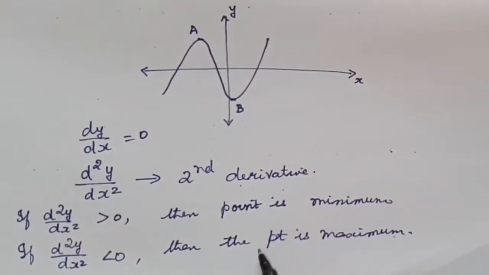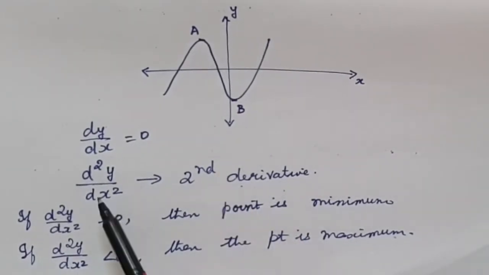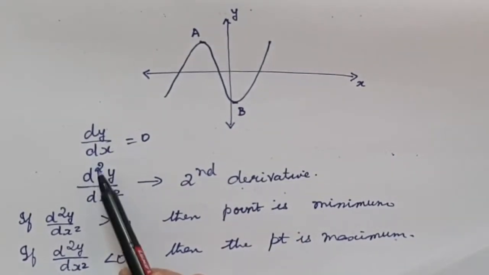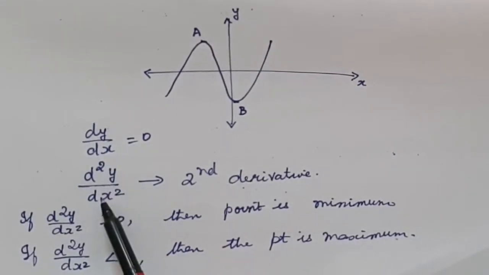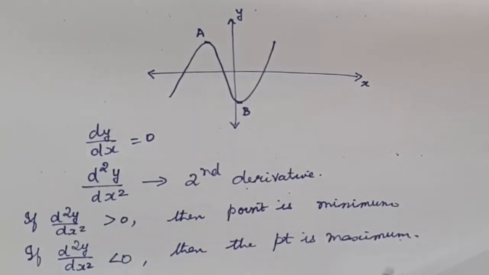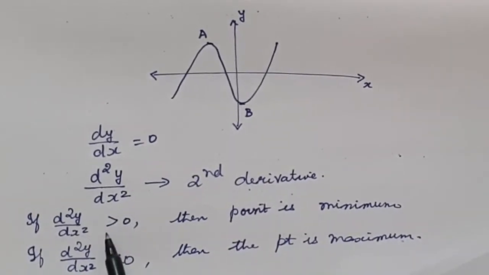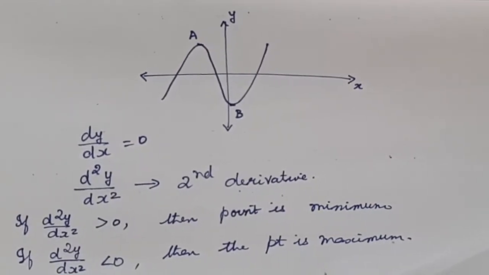These are the two things which you need to know. To find whether a point is maximum or minimum, we differentiate it a second time. That is, when we differentiate dy over dx, we write it as d squared y over dx squared. If it is greater than 0, it is a minimum. It is the opposite: greater is minimum and lesser is maximum.